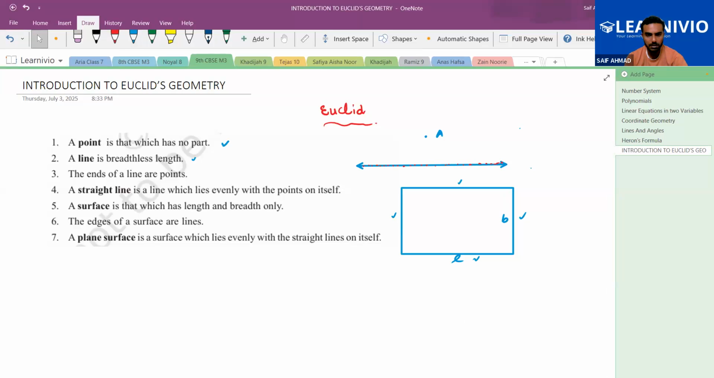These are simple definitions given by Euclid. Now taking some axioms. These are called Euclid's axioms. Should we write these points down? Yes, you can write it. Note it down.